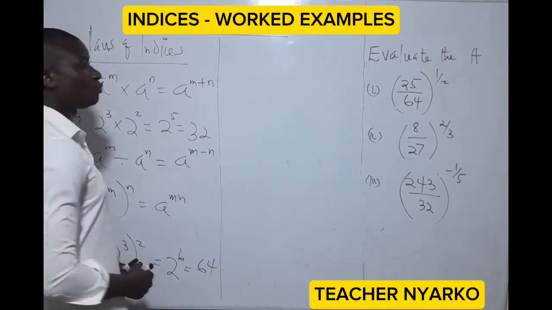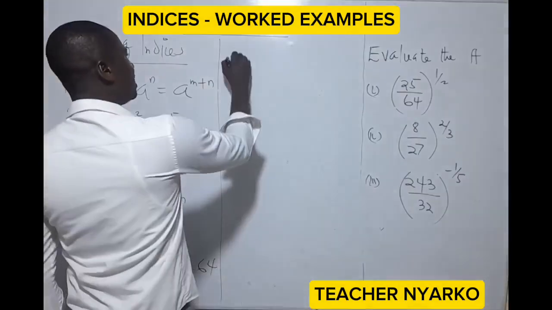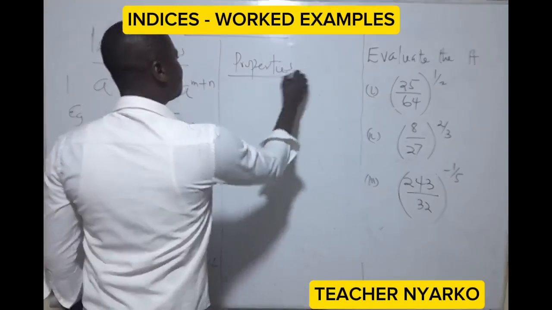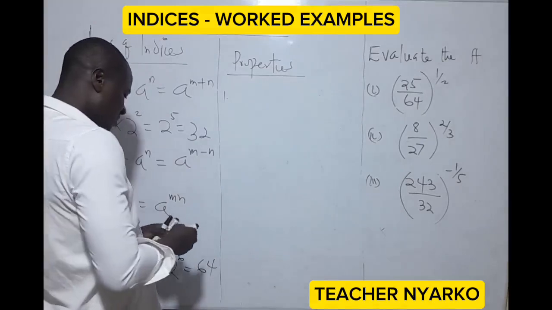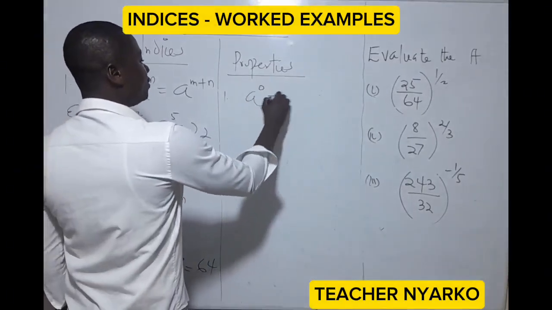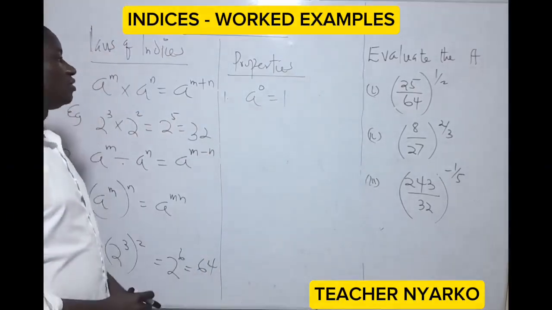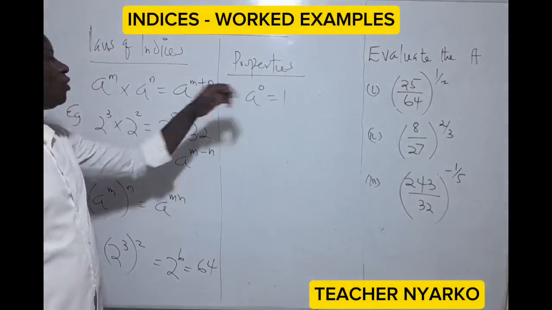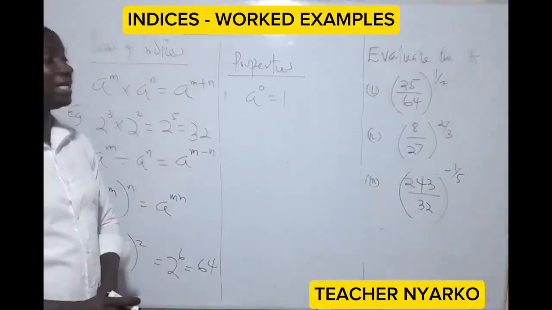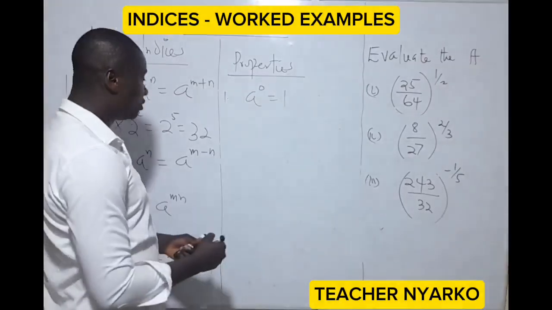Now, let's consider some properties before we evaluate this question. Let's consider some basic properties of indices. We know from indices that a raised to the power 0 equals 1, where a can be any number or a variable. So any number or any variable raised to the power 0 is equal to 1. It's a property, you need to understand that. I will later prove to you why any number raised to the power 0 is equal to 1.